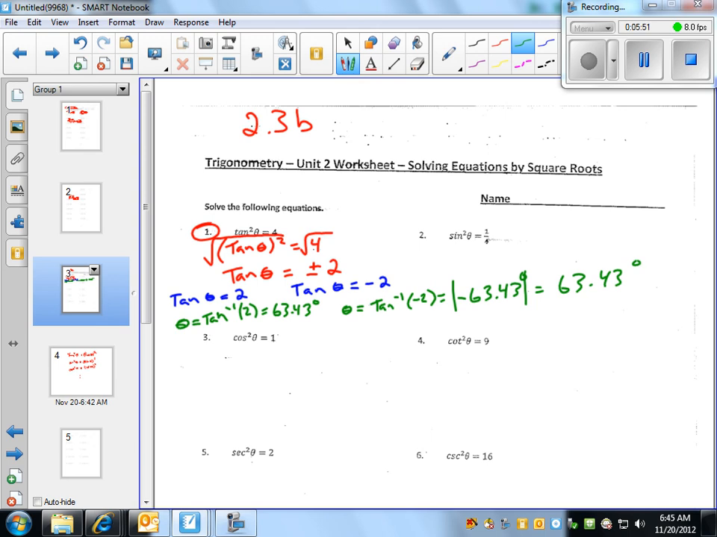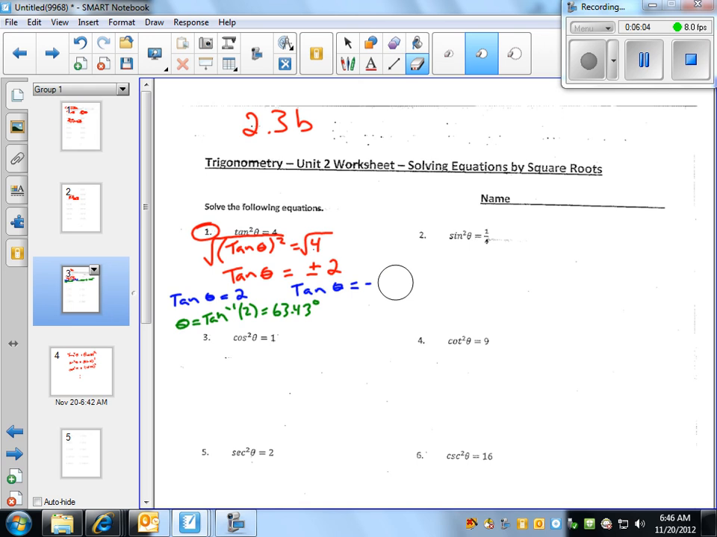Okay, so even though there's two problems here, we really only need to look at the fact that it comes out to be plus and minus 2, and the calculator is going to give us a reference angle on either one of them. I just wanted to show you that we're not forgetting about the minus part. It just is going to give us the same value as the positive one. All right, so I get 63.43 degrees.